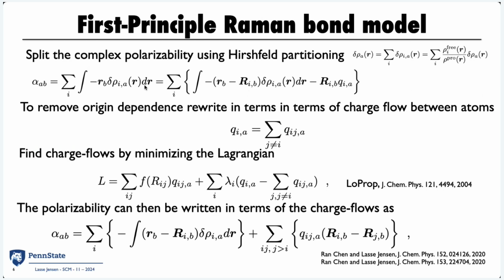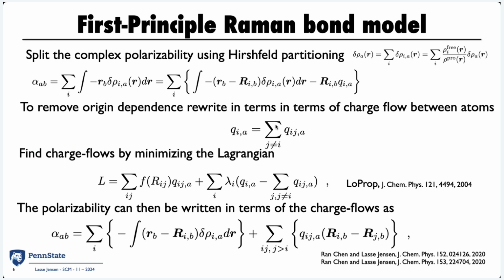The one problem with this way of doing the partitioning is that the second term depends on the charge and on the coordinate system that you have. So if we move our system, we're going to get a different result, which means you have an origin dependence. To remove this, what we would like to do is rewrite this, instead of relative charges, in terms of charge flow between atoms. So we take these induced charges assigned to each atom, and then assign them to charge flow between atoms.